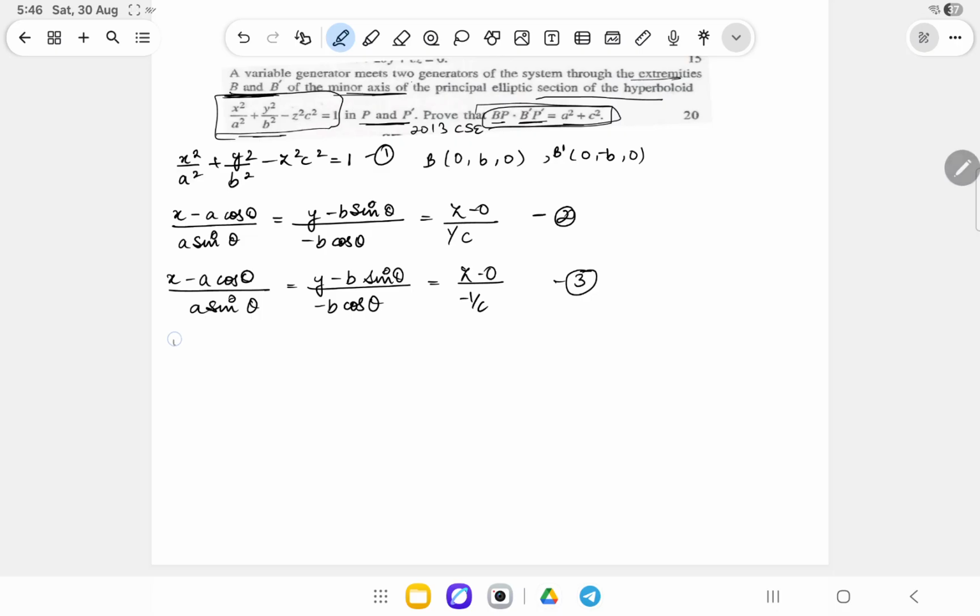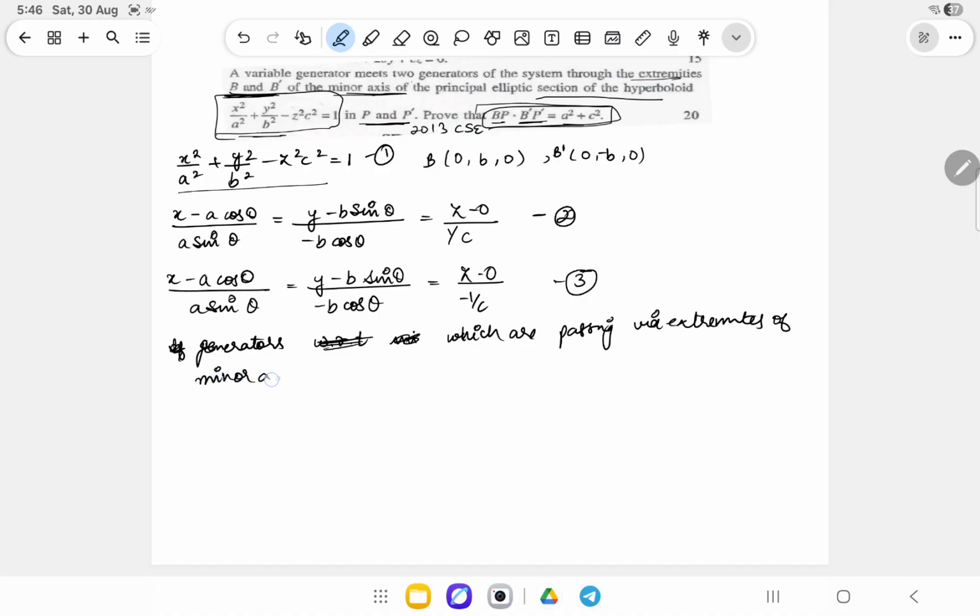So if this is my equation, then the generators which are passing via the extremities of the minor axis would be basically when my theta is 90 degrees and when my theta is minus 90 degrees. Likewise, if it asks with respect to the major axis, then you can choose theta as 0 and 180 degrees.